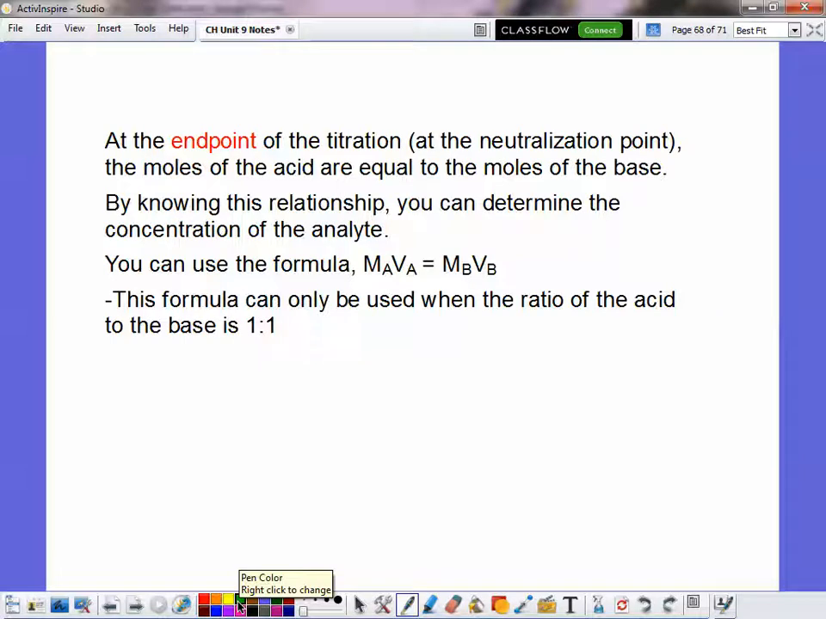The end point of the titration, where that indicator, where phenolphthalein would be a light pink, the neutralization point, is when the moles of the acid are equal to the moles of the base. By knowing this relationship, we can use this formula, MAVA equals MBVB, to find the concentration that we're looking for. This formula should look really familiar to you. It looks like the dilution formula, right? M1V1 equals M2V2. It is the same formula, but instead of 1s and 2s, we're using A's and B's. What do you think the A stands for? Acid. And the B stands for? Base. Yay. All right.